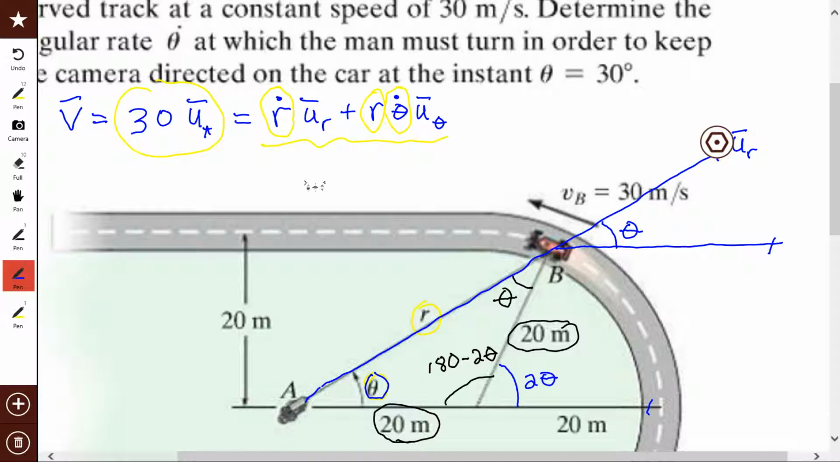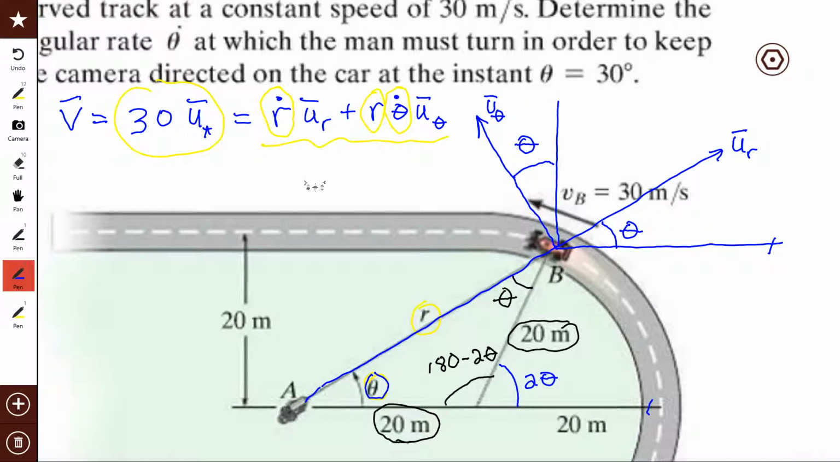To find the u_theta, I have to rotate 90 degrees from the u_r, counterclockwise, because that's the direction theta is being measured. So I'm going to draw a line here, and this is the u_theta direction. Alright, so I'm going to draw a vertical line here. So this angle right here is also theta. Okay, so far so good.